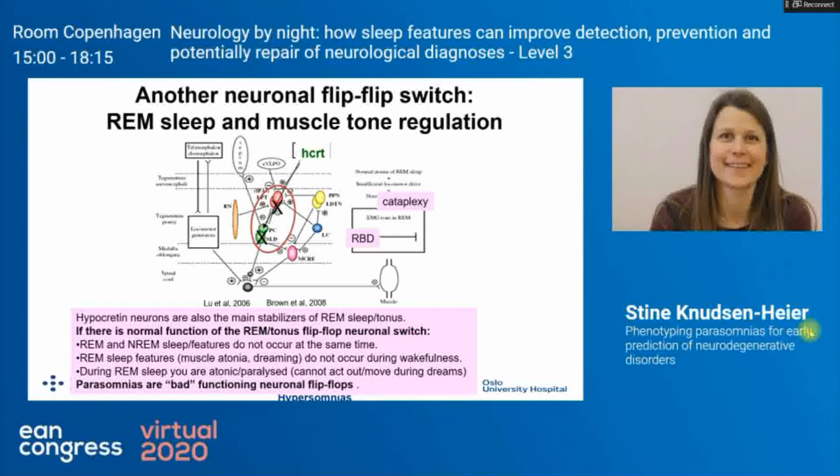So in that respect, parasomnias, as we talked about, that are dissociated diseases or dissociated states, they could be looked upon as sort of badly functioning neuronal flip-flop switches. Either because they are not well regulated, for example, by hypocretin, or maybe some side of the flip-flops is lesioned.